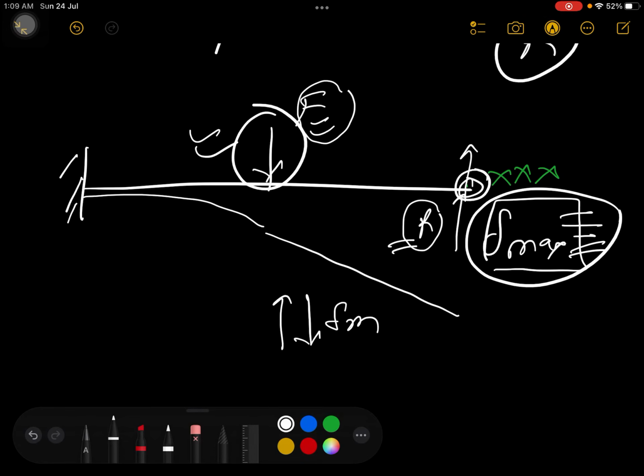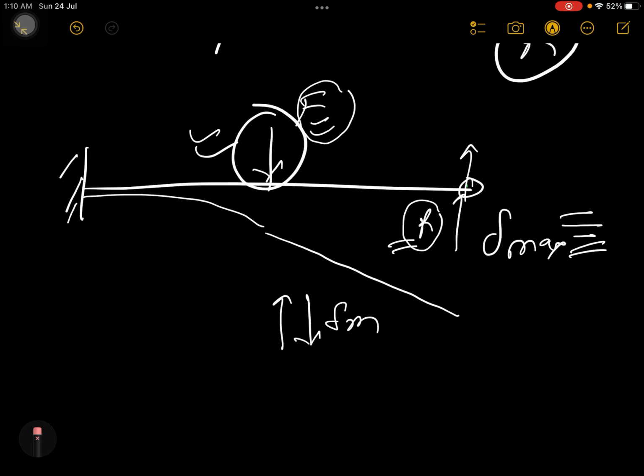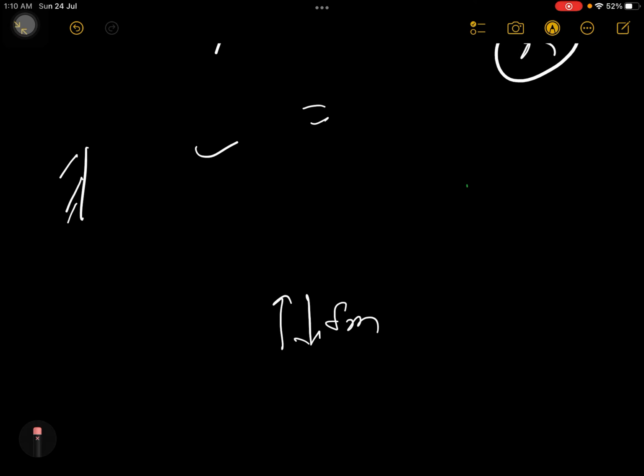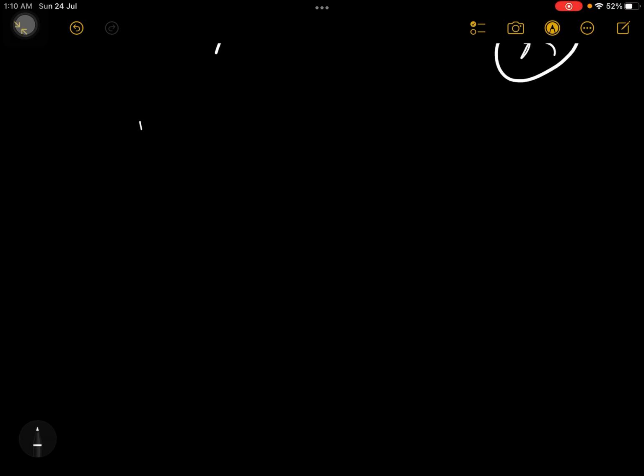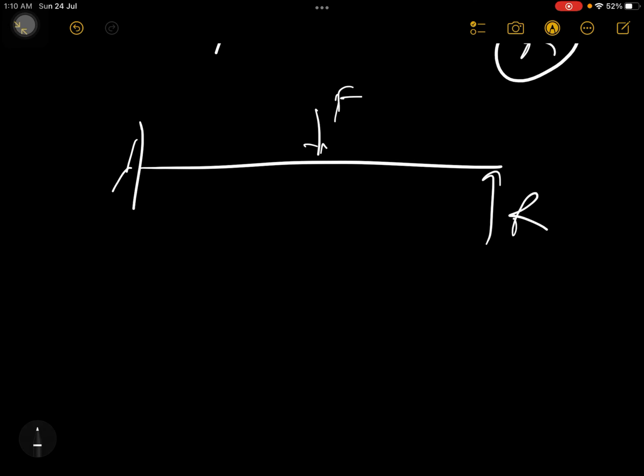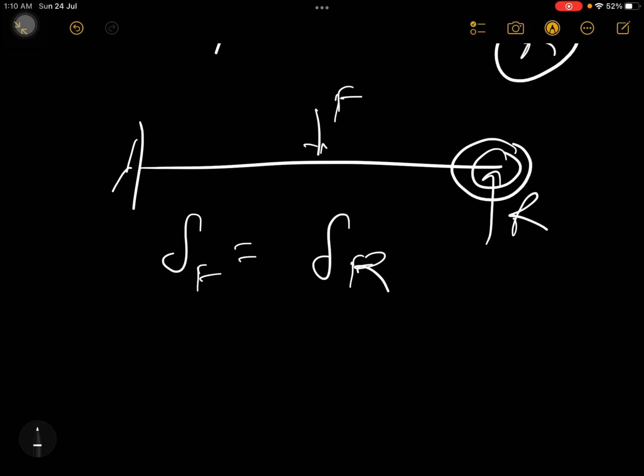This is how we draw the FBD, free body diagram, correct? So it means deflection because of the force and deflection because of the reaction we will equate. Then we can find out the value of the reaction force. See here, this force is F and here this force is R. The idea is very simple. At this location you will find del because of F and equate that with del because of R. That's all. And of course they are equal and opposite, that's why this point is not going anywhere.